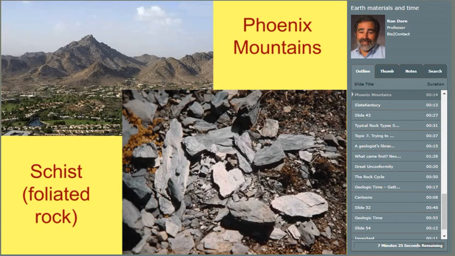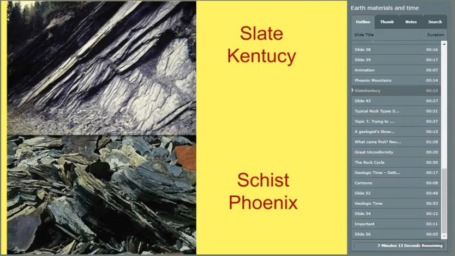If you're from metropolitan Phoenix, or if you visited it, the Phoenix Mountains have great examples of schist all over them, which is a foliated metamorphic rock. Very common in hiking trails like at Piestewa Peak. Here are some other examples of foliated metamorphic rock. The upper image is of slate that I took in Kentucky, and the lower image is some schist from the Phoenix Mountains here in Arizona.